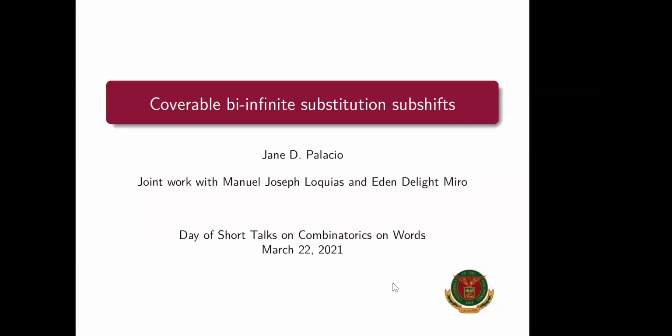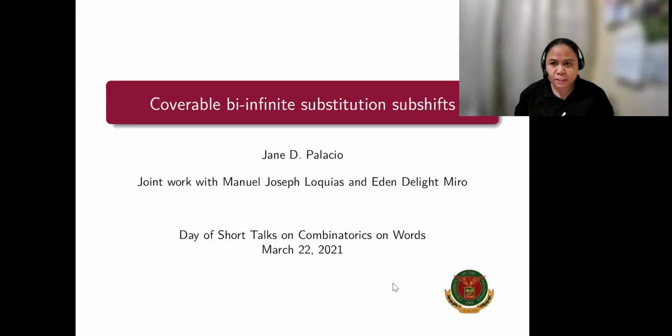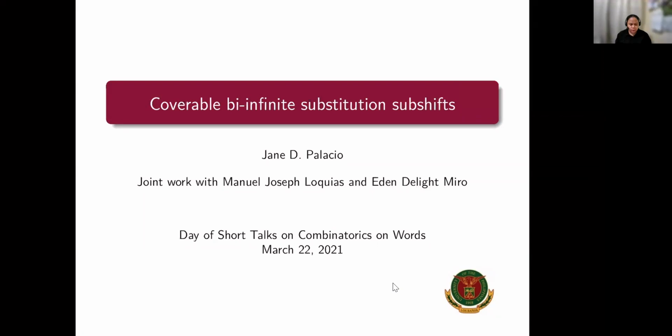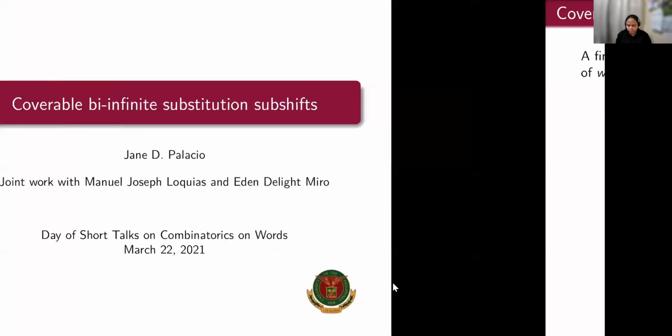In this presentation, I'll talk about coverability of subshifts. This is joint work with Manuel Loquias and Eden Miro. Let's begin with the definition of coverable words.